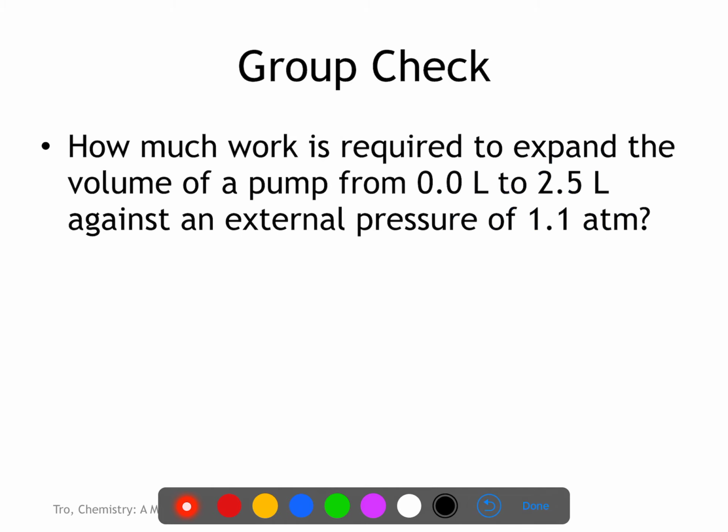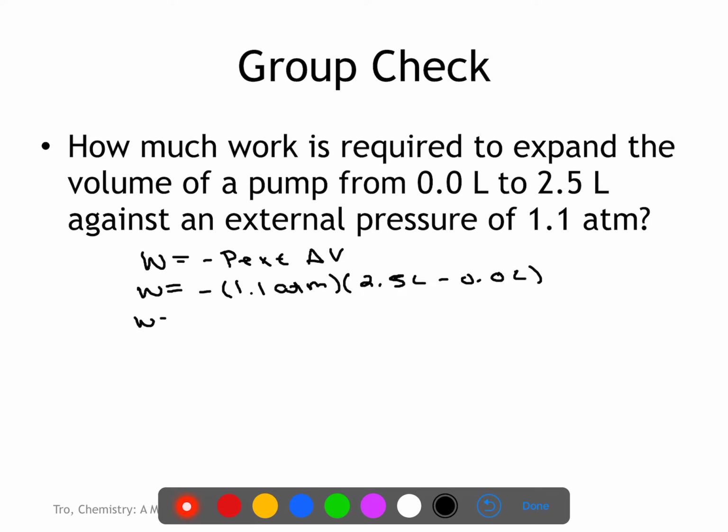So putting that into practice: how much work is required to expand the volume of a pump from 0 liters to 2.5 liters against an external pressure of 1.1 atm? Work is defined as the negative of the external pressure times a change in volume. So it would be 1.1 atm times my change in volume, which is 2.5 liters minus 0.0 liters.